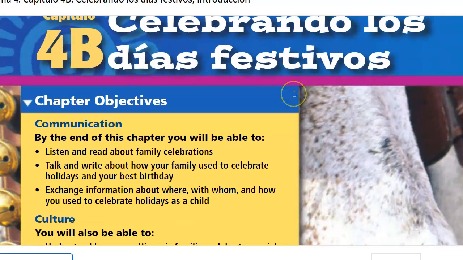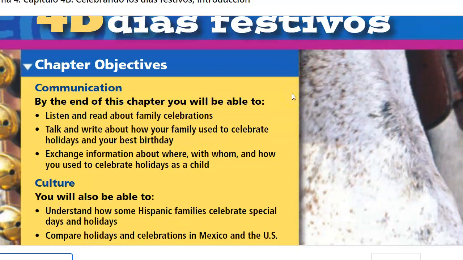Celebrando los días festivos. So the objectives for this chapter are for you guys to be able to listen and read about family celebrations, talk and write about how your family used to celebrate holidays and your favorite birthday from when you were a child, and then exchange that information about where, with whom, and how you used to celebrate holidays as a child.